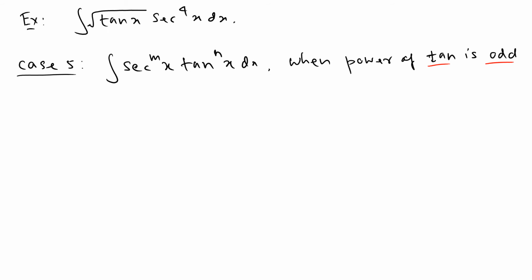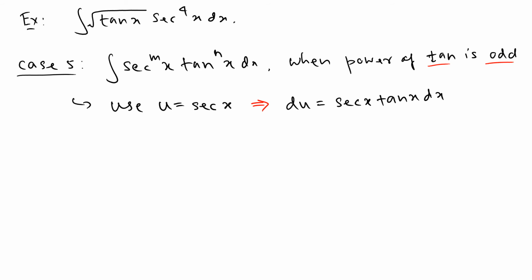So the steps are like this. Use u equals secant x. This says that du equals, what's the derivative of secant? Secant tan. So secant x tan x dx. That means you have to separate secant tan. So the second step is to separate or factor out secant x tan x.